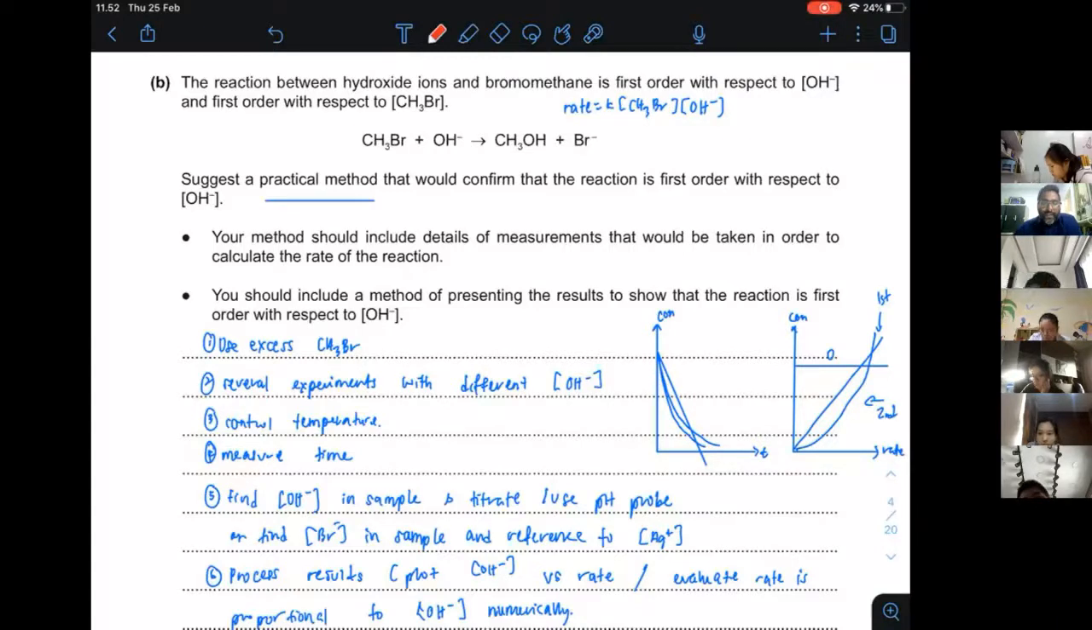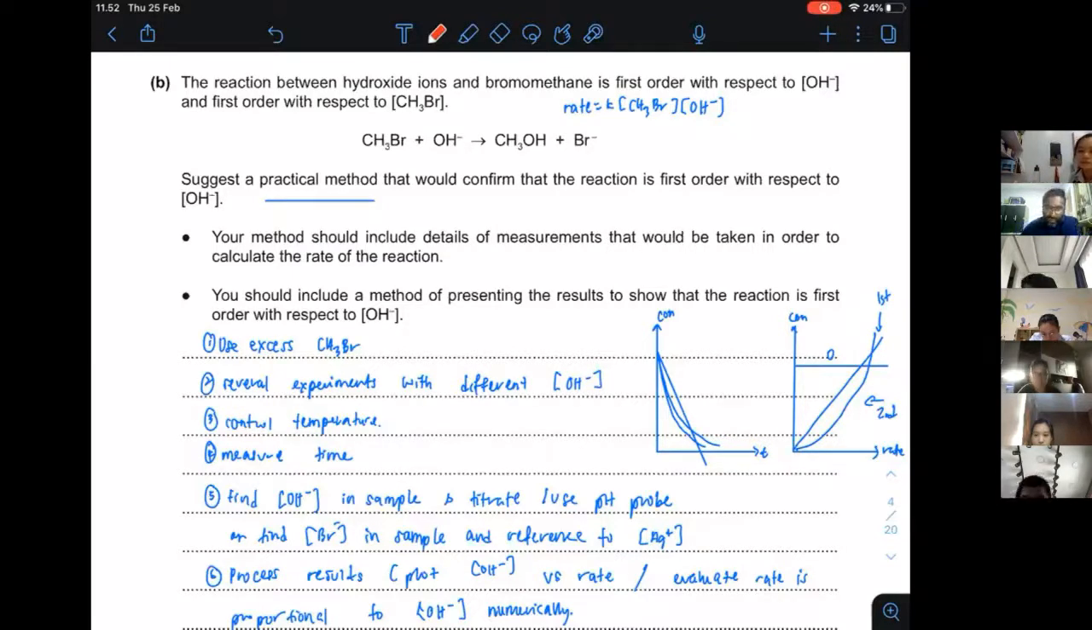When we learned about the practical methods, remember about quenching and so on. Is it going to be the continuous method or the sampling method? You do not need to focus on the term, but they are asking how you're going to do this. I think I'm going to use the approach of sampling.